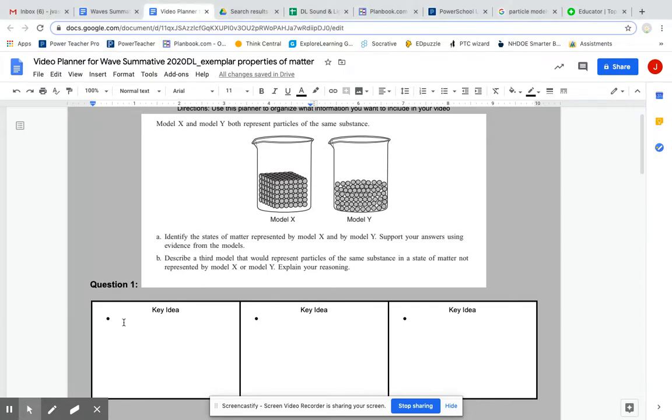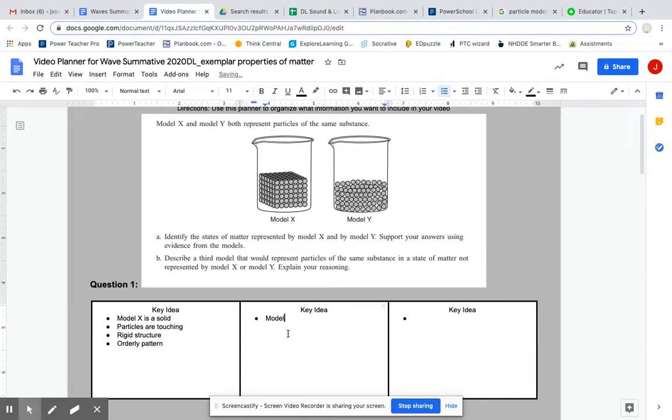Looking at the models, I know which is which, okay? So I'm going to start putting in my key ideas. For my first key idea, I want to tell you what Model X is. Model X is a solid, and that's because the particles are touching. They have a rigid structure. There's an orderly pattern. I think that's all I'm going to put.